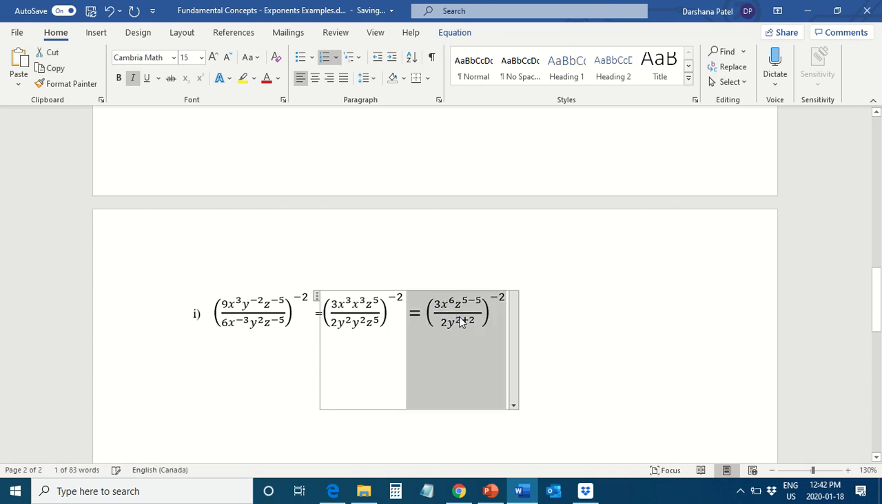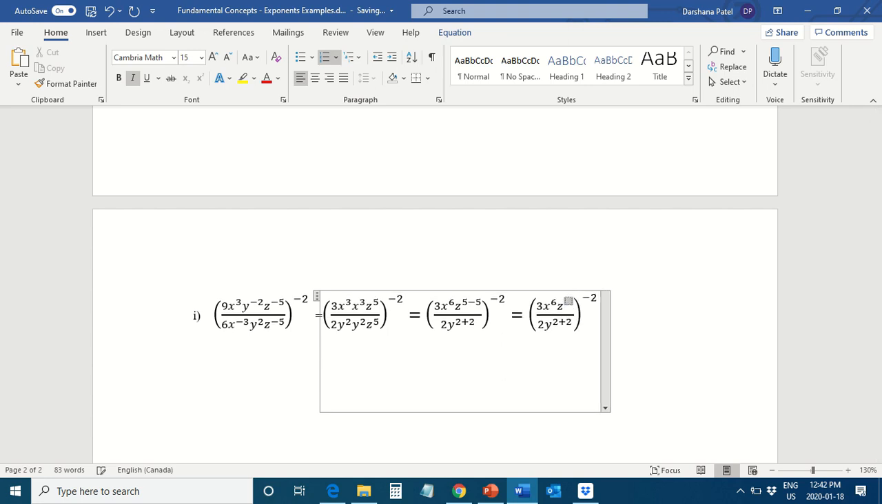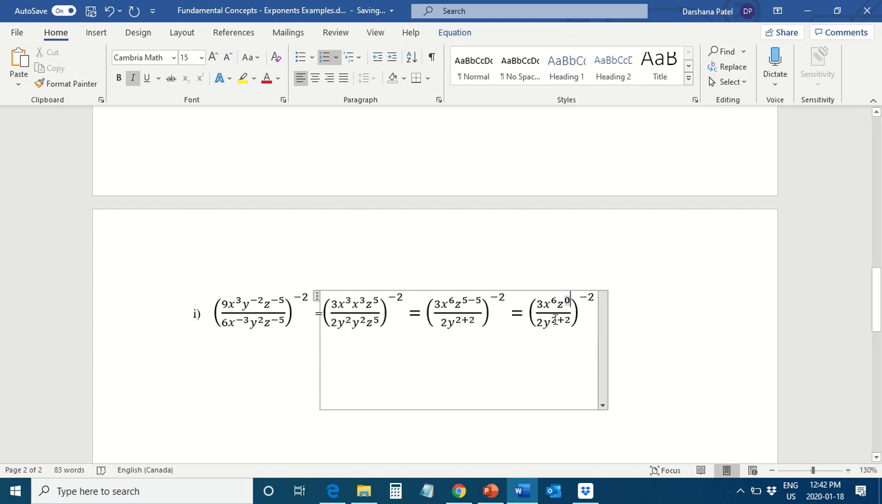Now simplifying this a little bit more, we get z to the 5 minus 5, which is z to the power of 0. Okay, and we know anything to the power of 0 will end up being 1. In the denominator, we have y to the 2 plus 2, which will be 4. So this 6 I got by doing 3 plus 3. So I'll keep 3 plus 3 here.